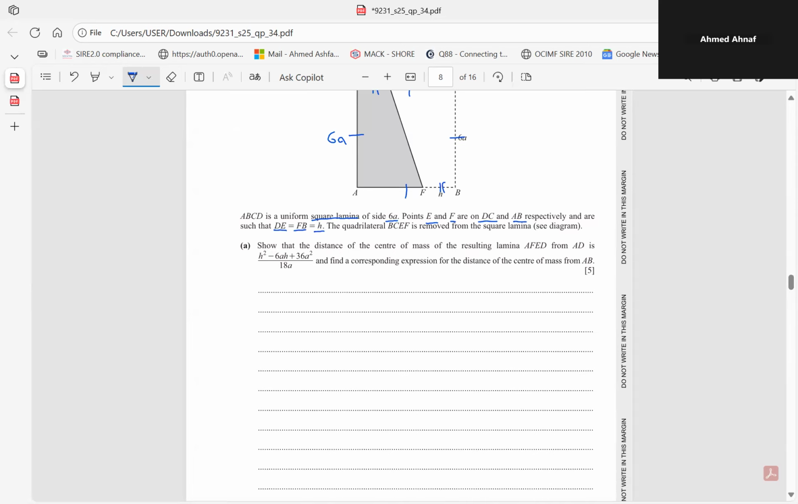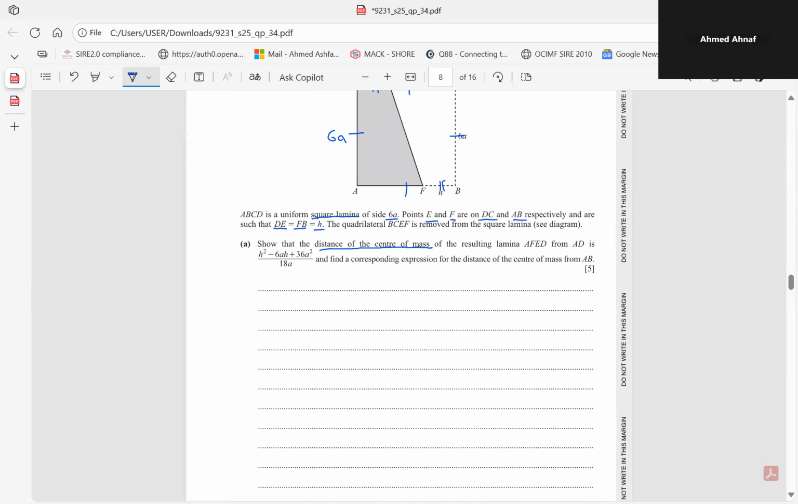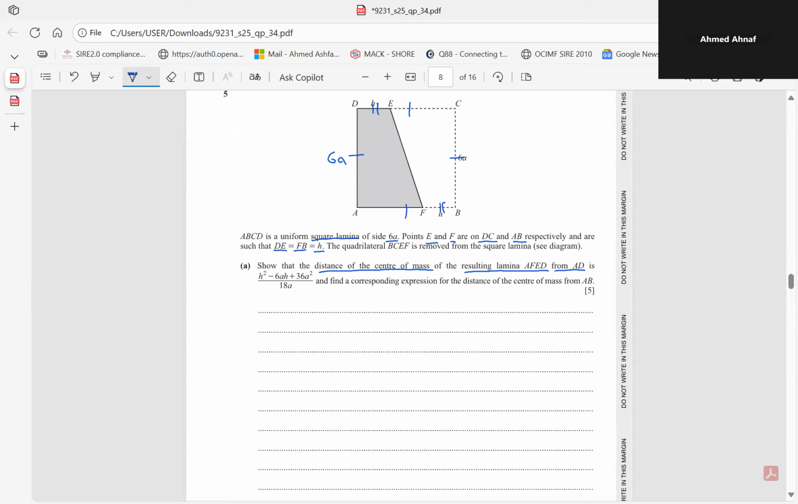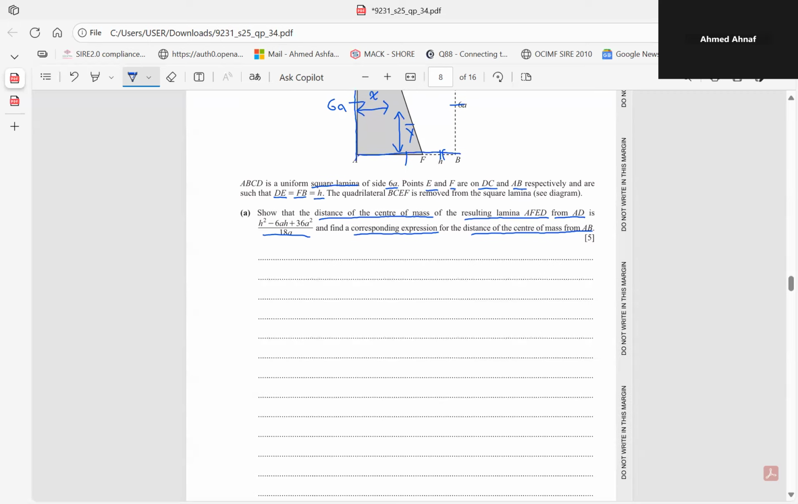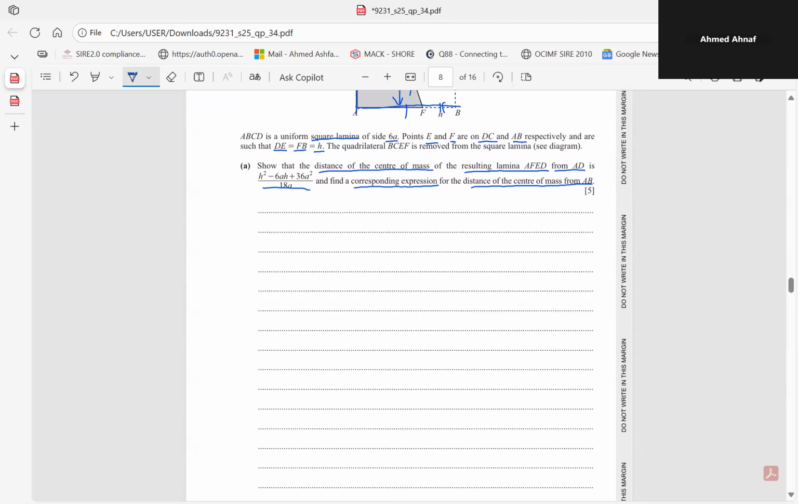All right, so using this, we have to show that the distance of the center of mass of the resulting lamina AFEB from AD, so from here, we want to find the distance. We'll let it be x bar, and we have to find the corresponding expression for the distance of the center of mass from AB. So we have to find this as well. For this, we're going to let it be y bar. So to do this, we're going to find both of them at the same time.